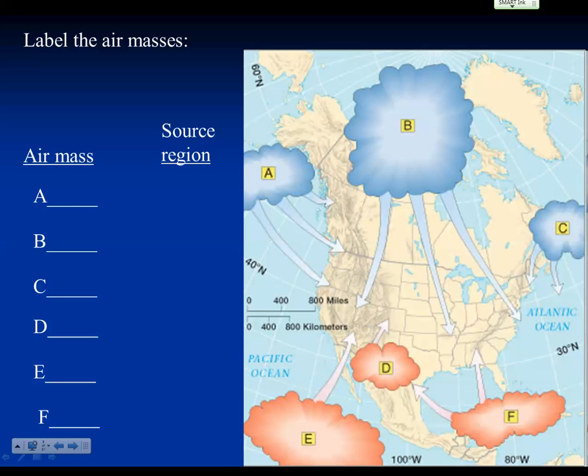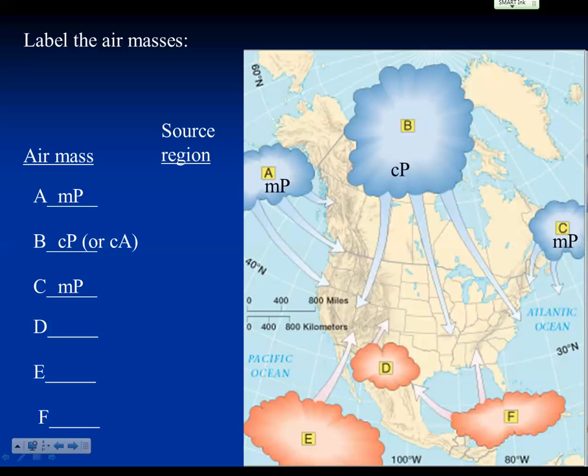Okay, we're back. So letter A, if you said maritime polar, you were correct. It's forming over water and it's north, so it's pretty cool. B, if you said continental polar, you're correct. Sometimes continental Arctic if you're far enough north, but that is over a land mass, so it's dry and it's cold up there. So polar or Arctic. Okay, C is also over the Atlantic Ocean, so it's maritime and it's polar because it's cold up there.